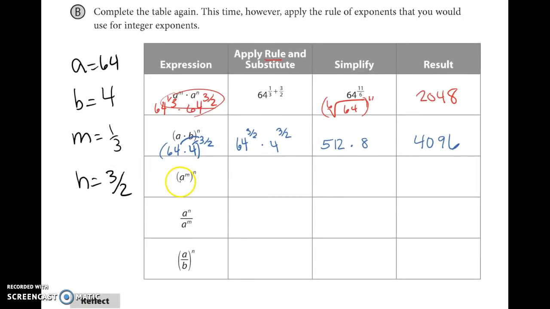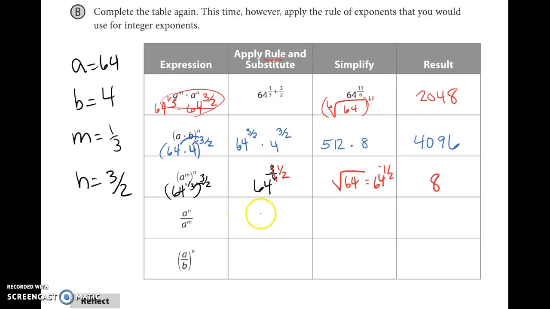Okay, for this next one, we have A, which is 64, to the power of M, which is 1/3, to the power of N, which is 3/2. So I would multiply those exponents, and if I do that, I get 64 to the power of, I could think about this as 3 over 6, but isn't 3 over 6 just 1/2? So I'm going to reduce that to 1/2. So 64 to the power of 1/2. And that is the same thing as the square root of 64, or 64 to the 1/2, however you want to think about that. And that is 8.